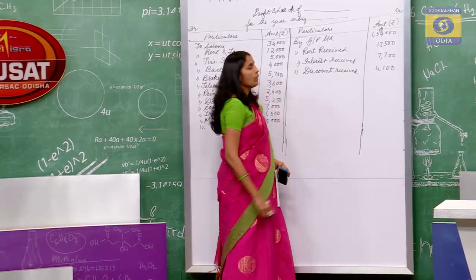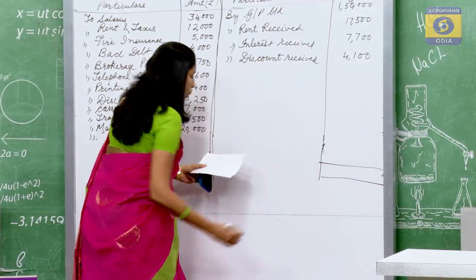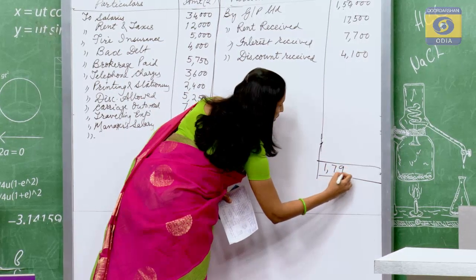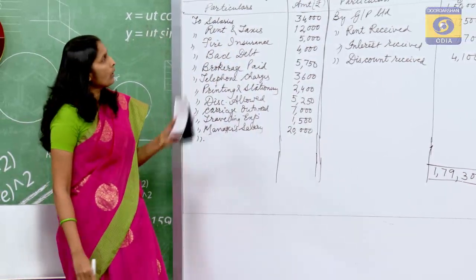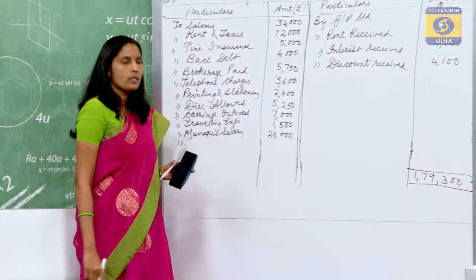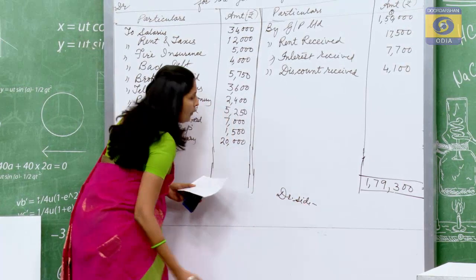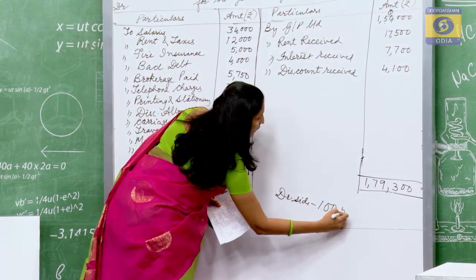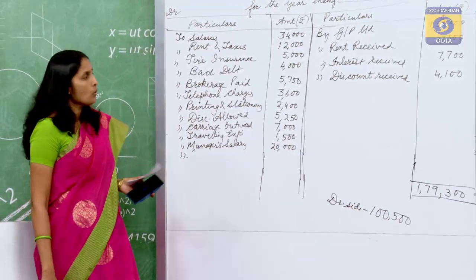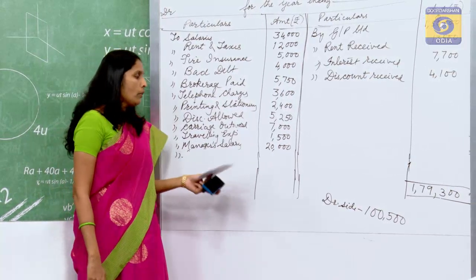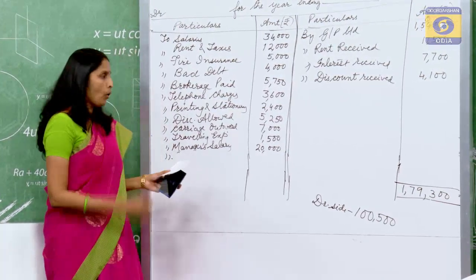Now, let us do the totaling on the credit side. The total of the credit side should come to 1,79,300. Now 1,79,300 is the total on the credit side. So what is the total on the debit side? The debit side total should come to around 1,05,000. So it is clearly evident that the credit side total is heavier, that is 1,79,300, whereas the debit side total is 1,05,000. So we clearly have a net profit over here.